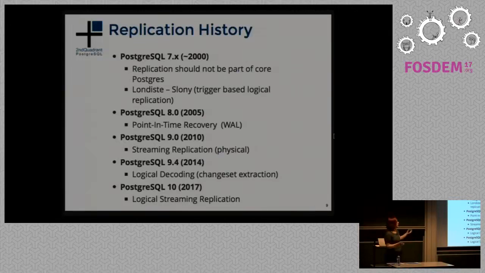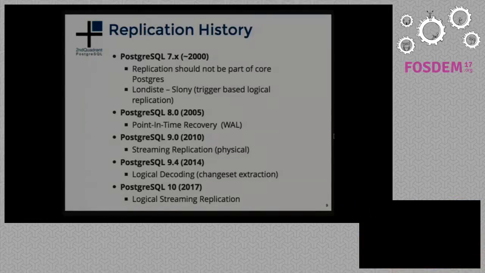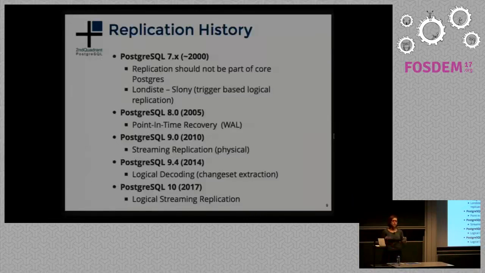But then, how did we solve replication, how did we start doing replication? As I said before, we took the WAL and sent it over the network, and we have PostgreSQL replication 9.4, which is relatively new. We have logical decoding, which allows us to do logical replication. And in Postgres 10, which will be coming this year, we will have logical streaming replication. And we will talk about the details a bit more.